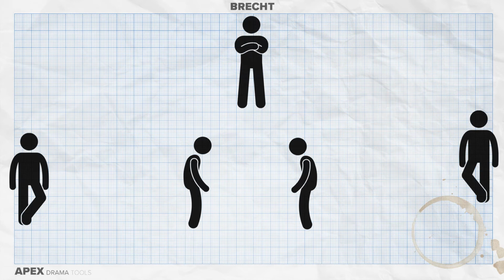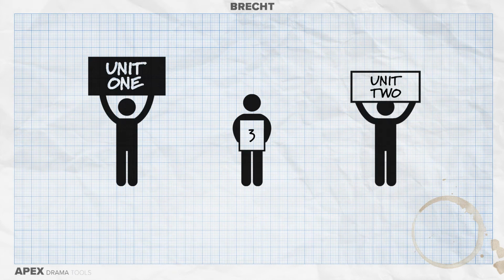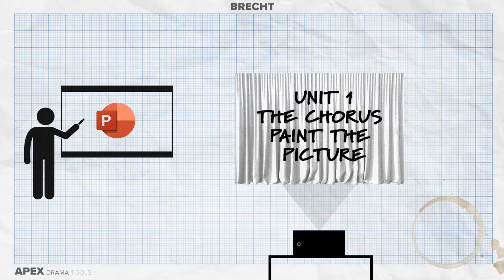You could place these speakers anywhere in the space. Or you could use signs or placards instead of actors speaking this information. You could even use PowerPoint or video design to project this information onto a wall, a screen, or sheet of material like Brecht's half curtain.